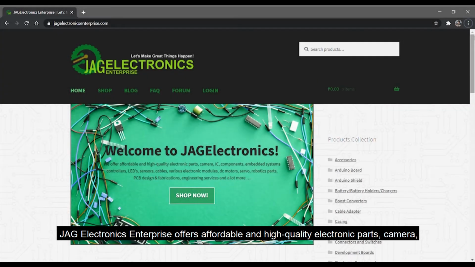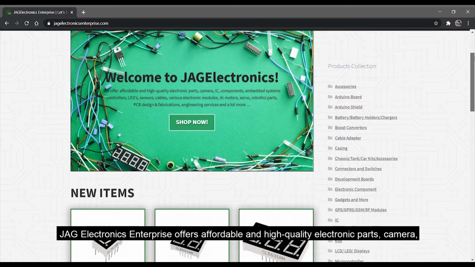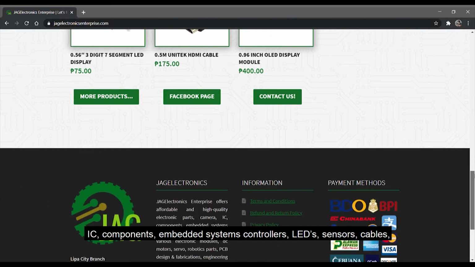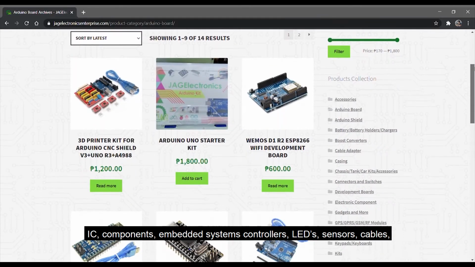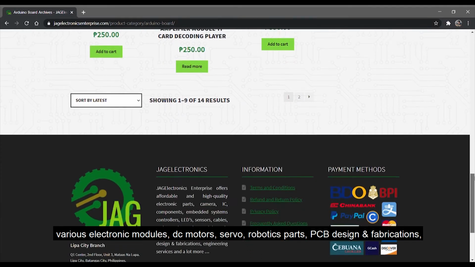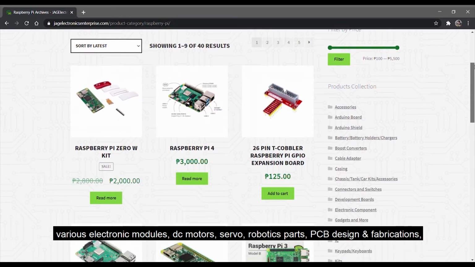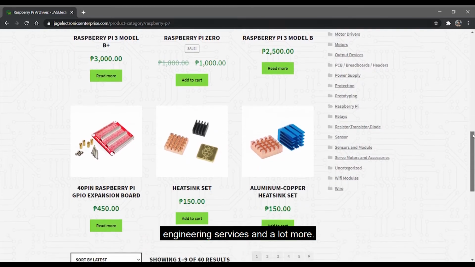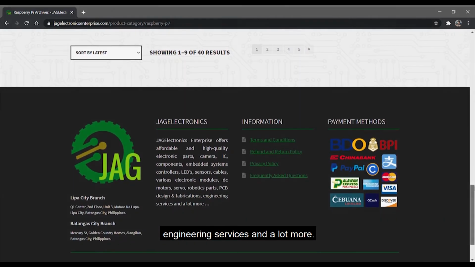Jag Electronics Enterprise offers affordable and high-quality electronic parts, cameras, ICs, components, embedded systems controllers, LEDs, sensors, cables, various electronic modules, DC motors, servos, robotics parts, PCB design and fabrication, engineering services and a lot more.